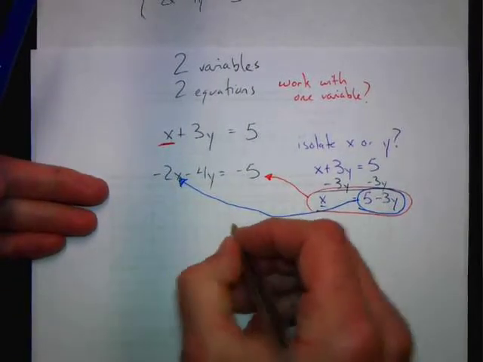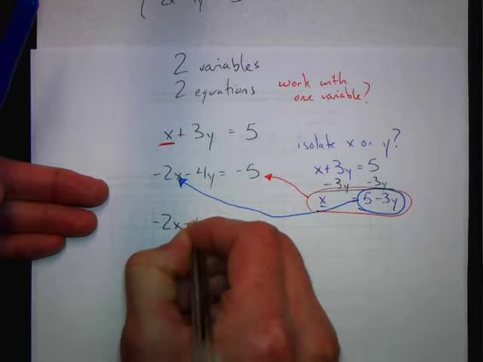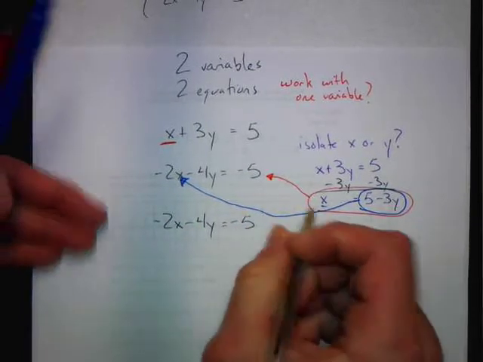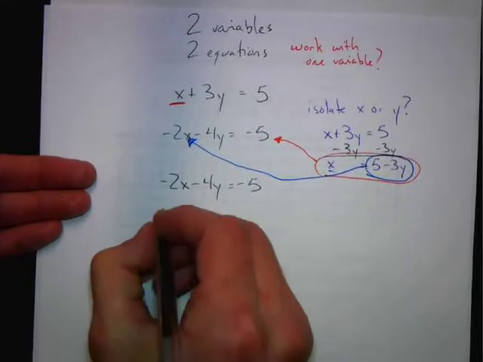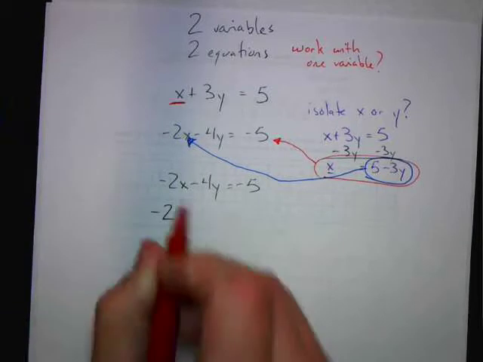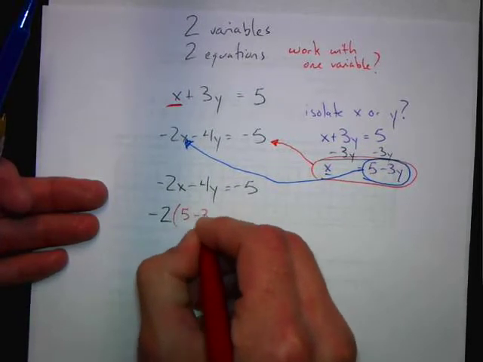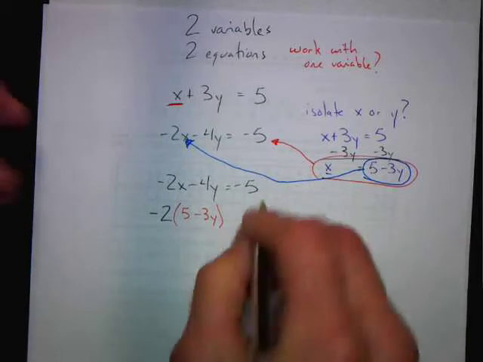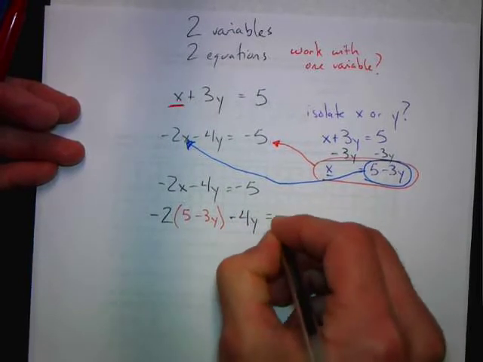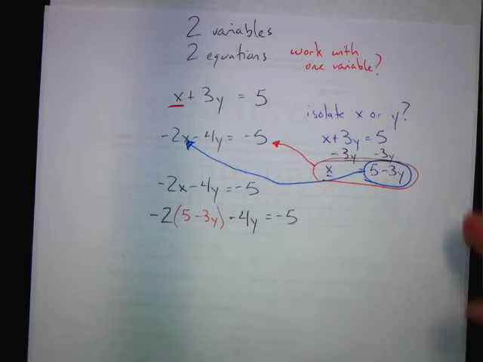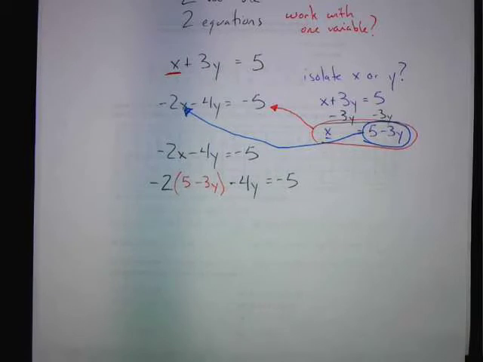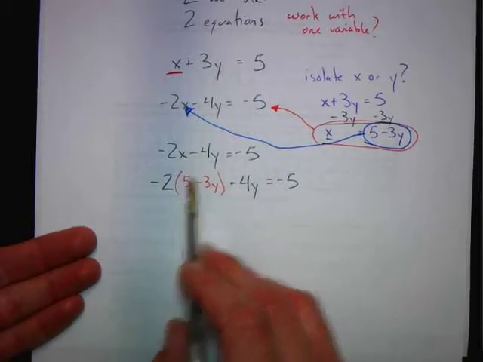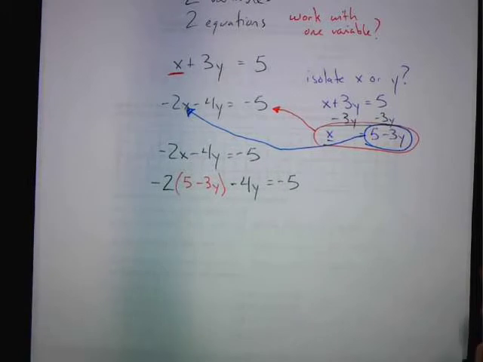With the second equation, where we used to have negative 2x minus 4y equals negative 5, remembering now that x is actually 5 minus 3y, we can just substitute. So it's no longer x, it's 5 minus 3y. And we have to use parentheses so that we're sure that we're only substituting the equivalent value and nothing else. We're not changing any other signs or any other symbols. We're only substituting the value of x, because x is now 5 minus 3y.